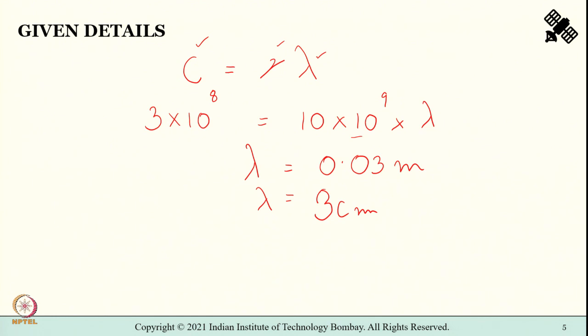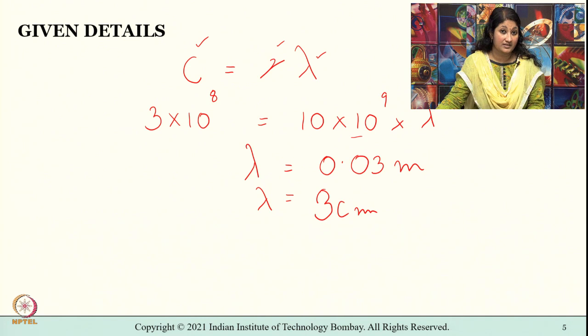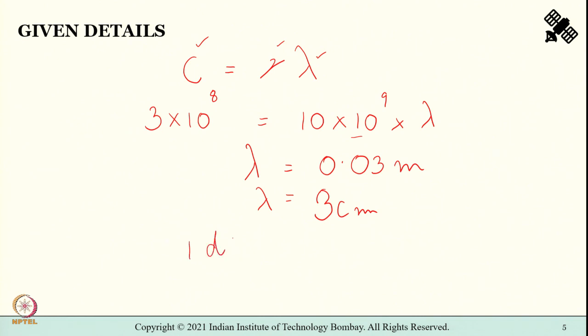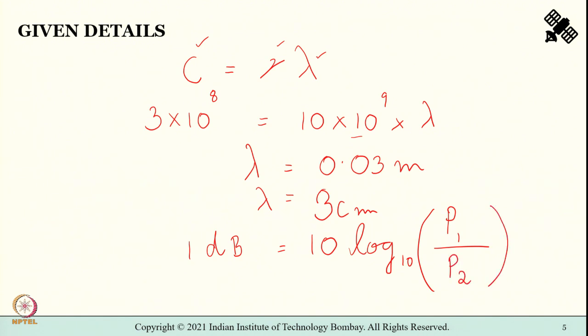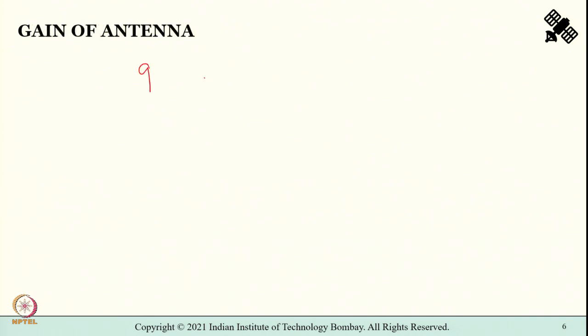But I'm a little confused about the gain of the antenna. It's given as 9 decibels. I want to know what a decibel is, because we haven't discussed that in detail while covering the derivation of the radar equation. A decibel is one tenth of a bel, and sound is measured in decibels. It is measured in logarithmic units because it gives the ratio between two powers. 1 decibel can be written as 10 into log to the base 10 of the ratio of two powers, P1 by P2, which means I can write 9 decibels equal to 10 into log to the base 10 of P1 by P2.